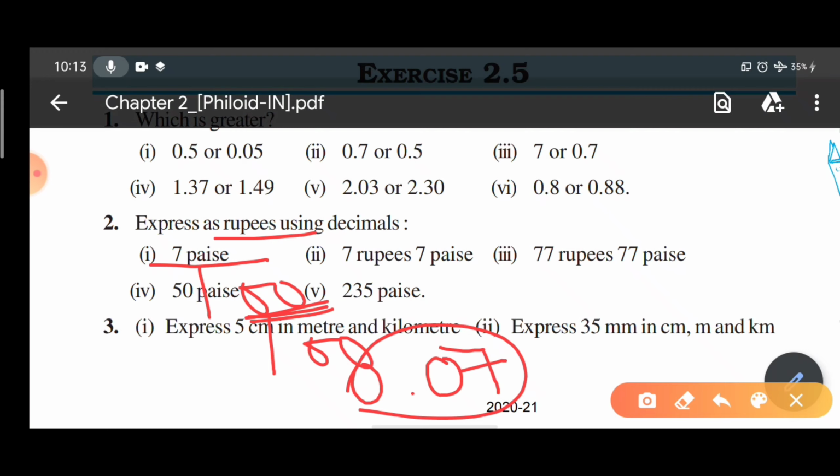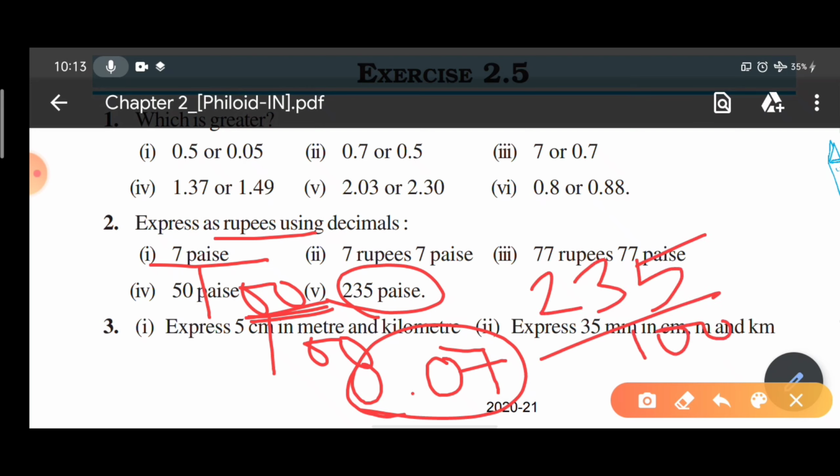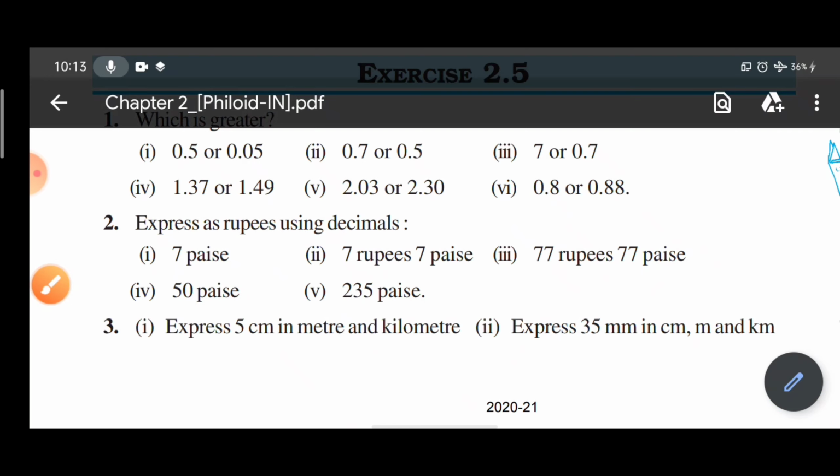So it will become 0.07. In that way you can convert. Now here again it is 235, I'll divide by 100. So here after 2 digits I'll apply the decimal, so it will become 2 rupees 35 paise, like 2.35, that is 2 rupees 35 paise. In that way you can simply convert.